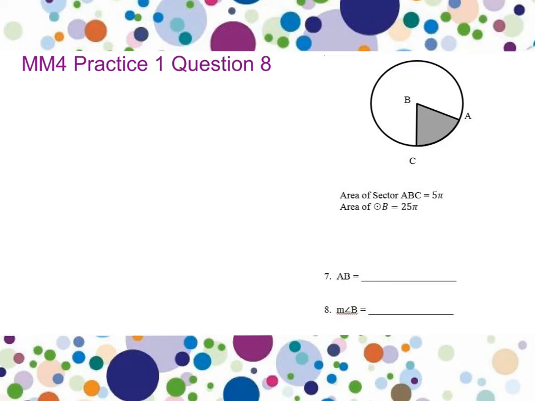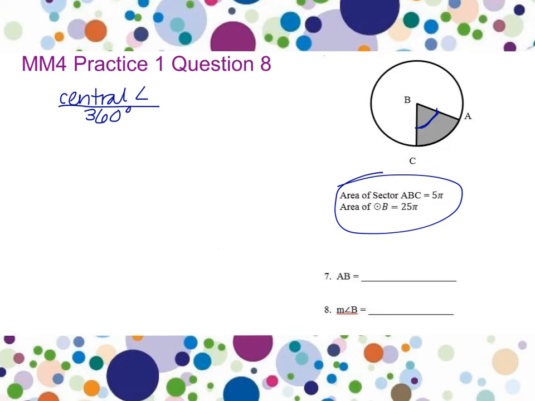In question 8, you are asked to find the measure of angle B, which, to clarify, we really mean the measure of this angle right here. So if you look at the information you're given, we know both the sector area and the circle area, and we hopefully remember that we have this handy-dandy proportion that the central angle, when compared to the entire circle, which we know is always 360 degrees, is equal to the ratio of the sector area to the entire area of the circle.